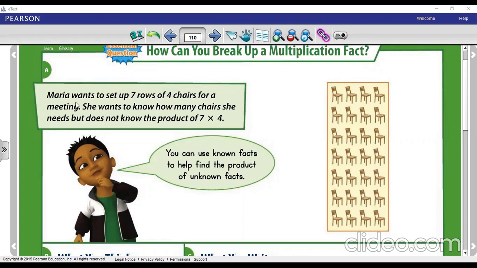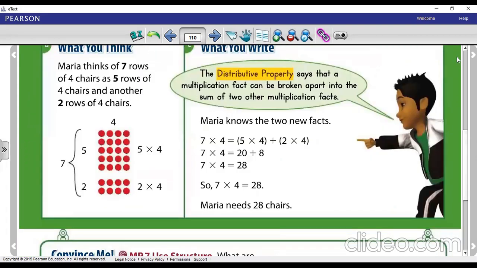Maria wants to set up 7 rows of 4 chairs for a meeting. She wants to know how many chairs she needs, but doesn't know the product of 7 multiply 4. You can use unknown facts to help you find the product. We will use the distributive property.